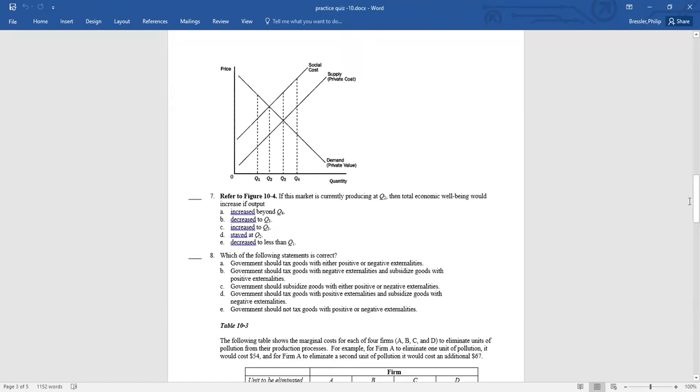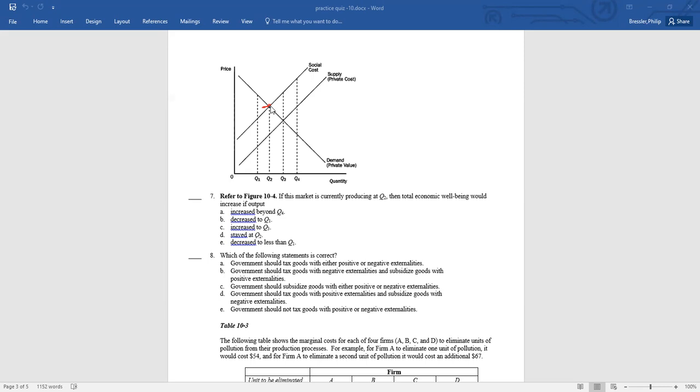All right, so figure 10.4, here we go with another. If this market is producing at Q2, all right, let me get Q2. All right, that's this line. So this is Q2's equilibrium right up here. All right, so if the market's producing at Q2 where social cost equals demand, all right, that is our optimum. So if the market is currently producing at Q2, then total economic well-being would increase if output... Well, we're at the socially optimal, so we don't want to go anywhere. So the answer is going to be D, stay the same.